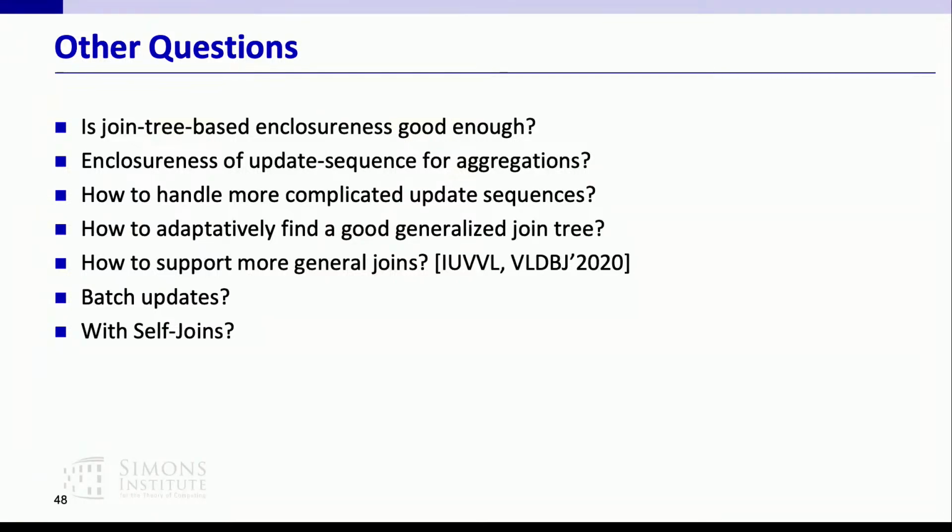Another one is how to do batch updates, because we only talked about single updates in the talk. When you have a batch update, what's the whole picture? And lastly, with self joins, how will the lower bound change? Okay, I will stop here, and I hope this gives you some ideas for the discussion. Thank you.